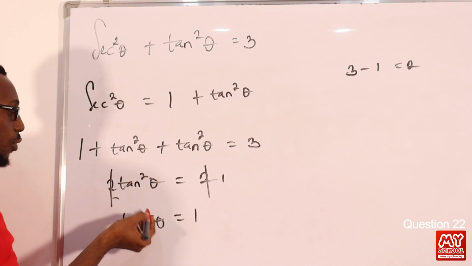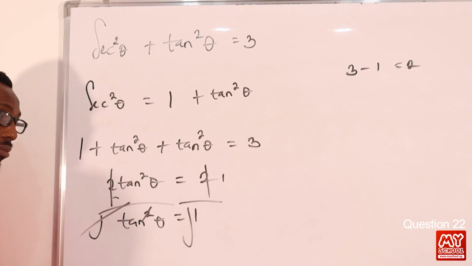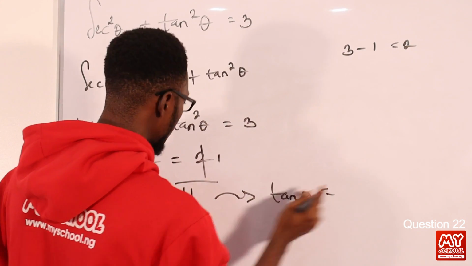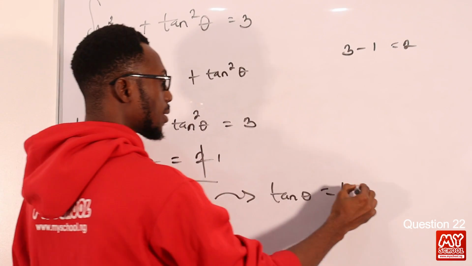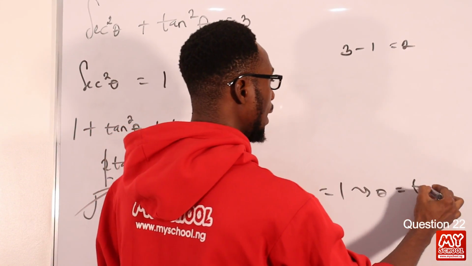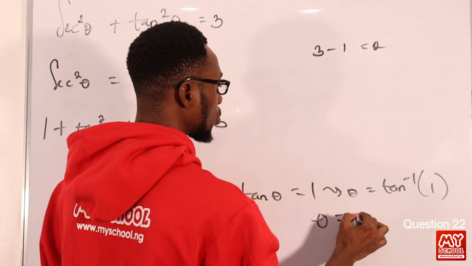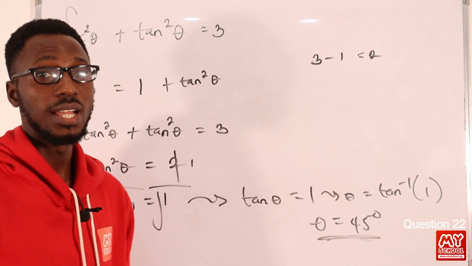So what can I do to remove the square? I square root both sides. So basically I have tan theta equals square root of 1, that is still 1. So that means theta equals the tan inverse of 1, and the tan inverse of 1 is actually 45 degrees. So theta is equal to 45 degrees. So you can see, very, very easy.